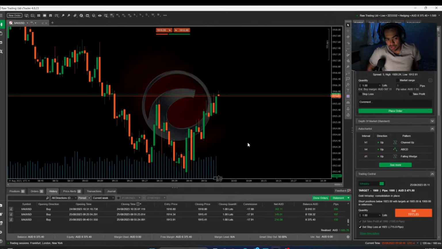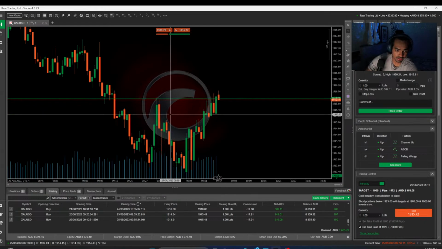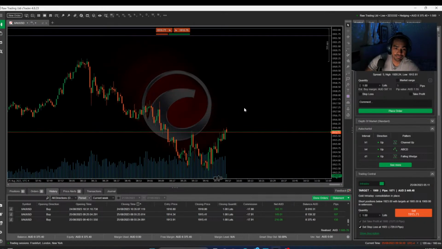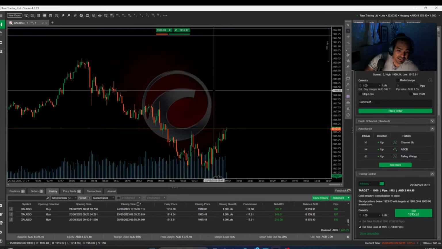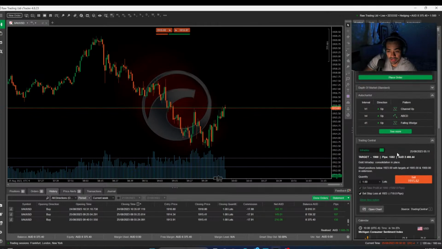Yeah, you can see the price is moving up. It broke this previous area and reversed, so I believe the price is gonna go up and hit our initial take profits around 1990. But yeah, let's see. We got 7 more minutes for news.